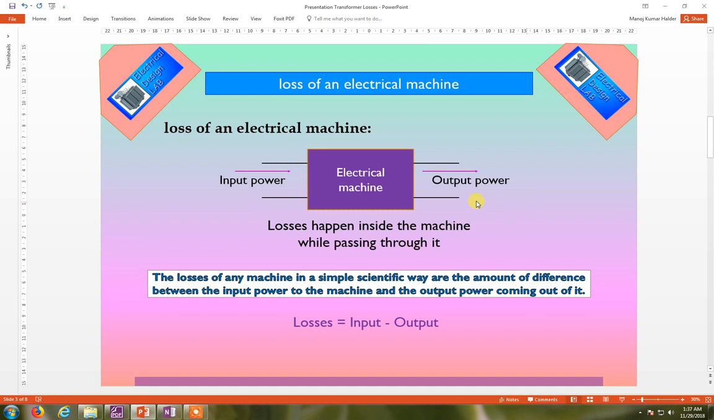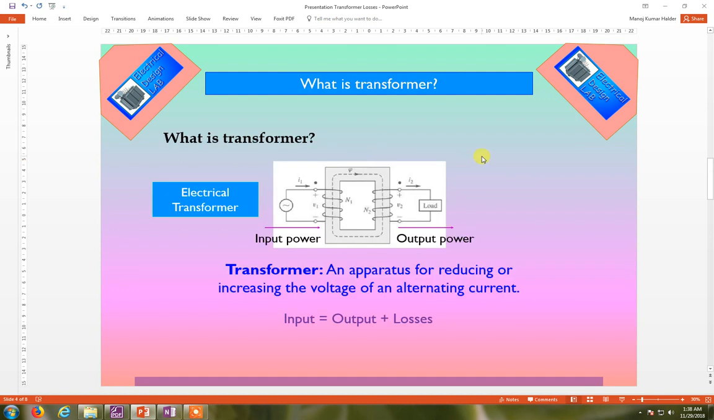Why do losses happen? Because of the electrical machine's processing, losses happen inside the machine while the power passes through it. While the power passes through the machine, at that time the losses happen because of its processing. Okay, now you are clear what losses are. So now we will learn what a transformer is.